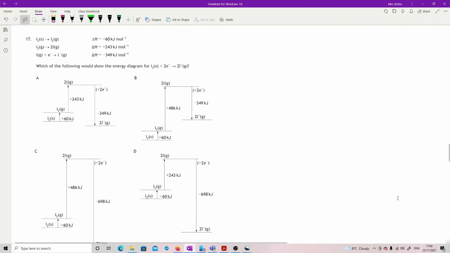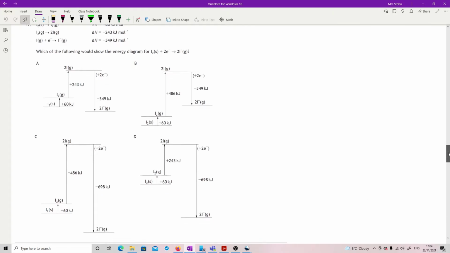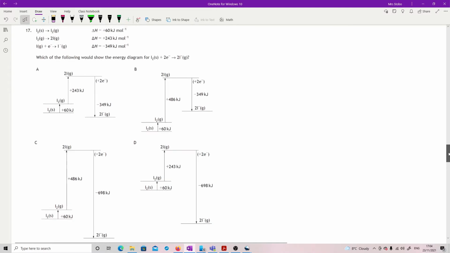Now let's see if I can actually get this to fit on the page. I was struggling with this earlier. There we go. Right, so this is another energy diagram. We are trying to get from I2 solid plus 2 electrons to 2I minus.